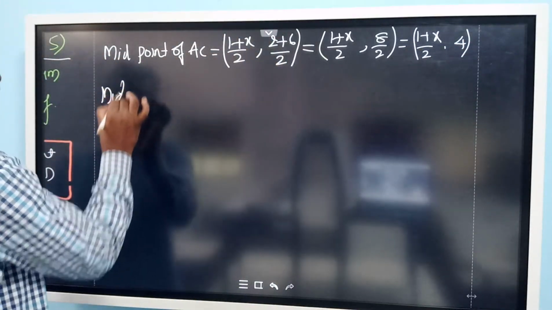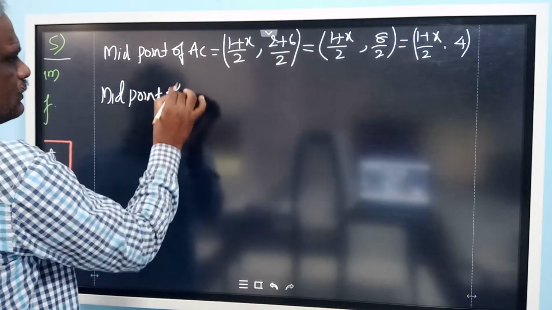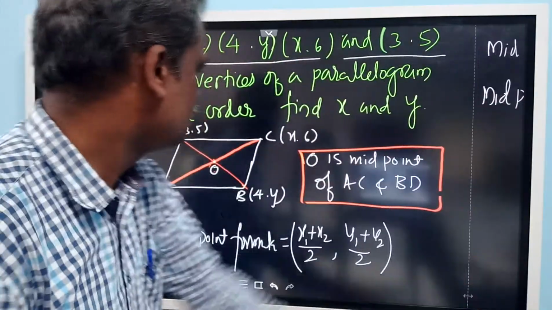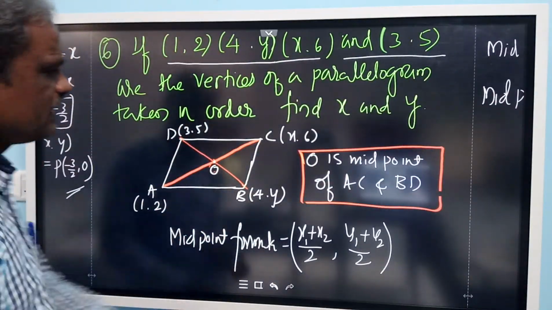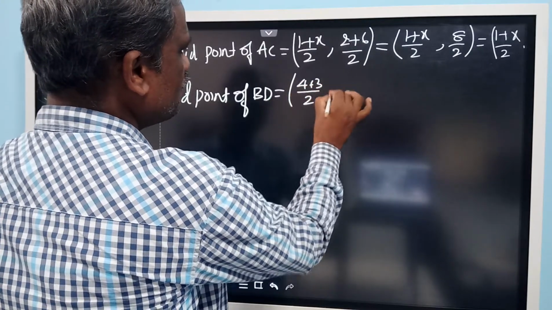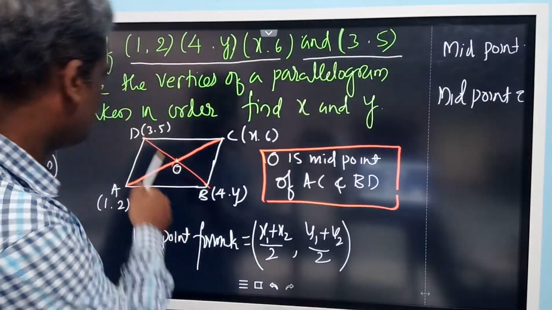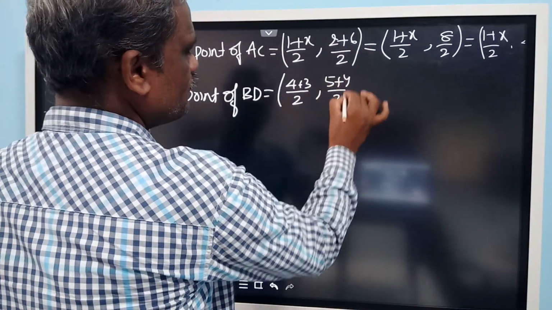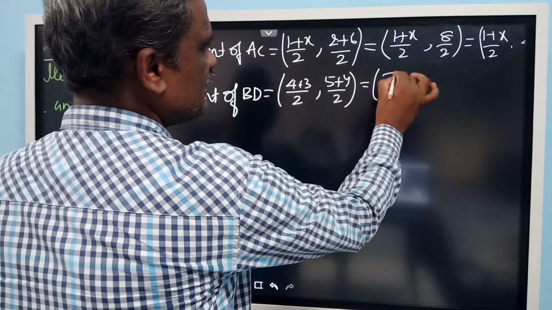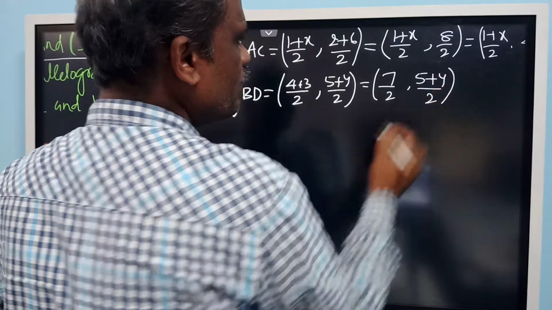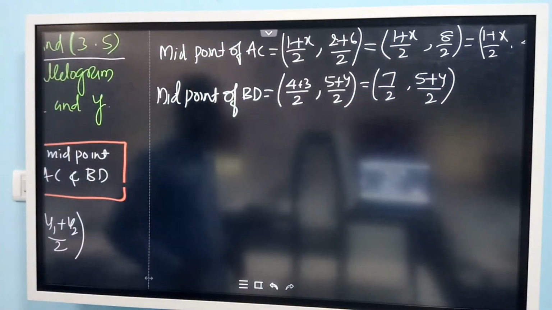Similarly, let us find the midpoint of BD. In the same way, the x coordinate is (4 plus 3) by 2, comma, the y coordinate is (5 plus y) by 2. Now this is 7 by 2, you cannot simplify it further. So both must be the same. The midpoint of AC and the midpoint of BD must be the same.